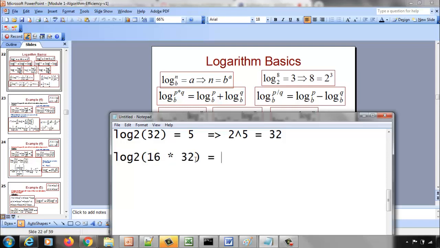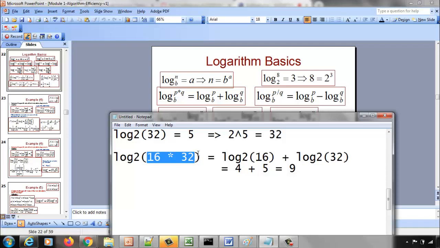But instead of doing that, let us use the log property. I can split it as log 16 to the base 2 plus log 32 to the base 2. We know log 16 to the base 2 is 4, and log 32 to the base 2 is 5, so the answer is 9. Even if you multiply 16 times 32 and take it to the base 2, you are going to get the answer 9. But this is more simple and straightforward.